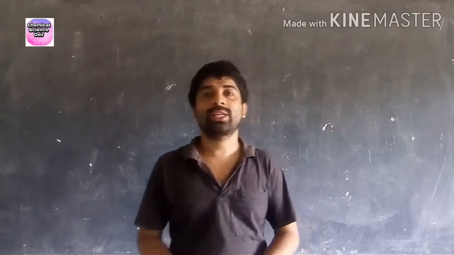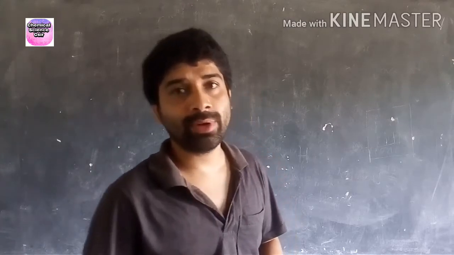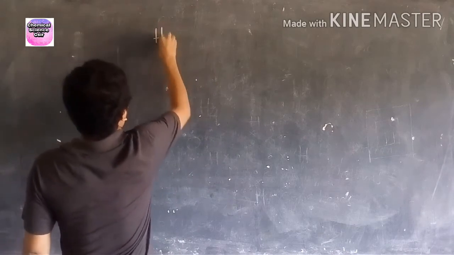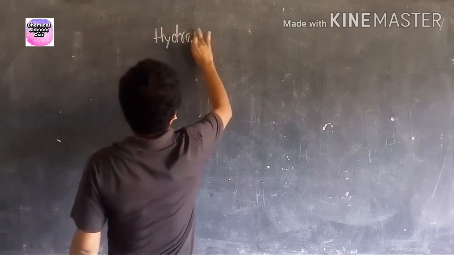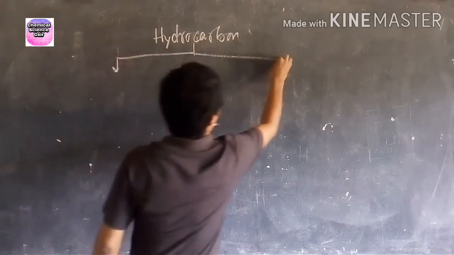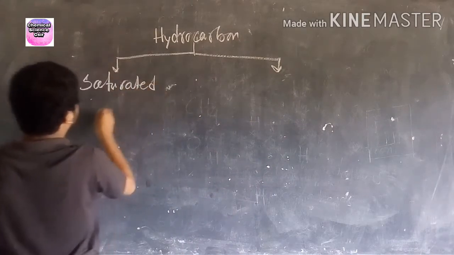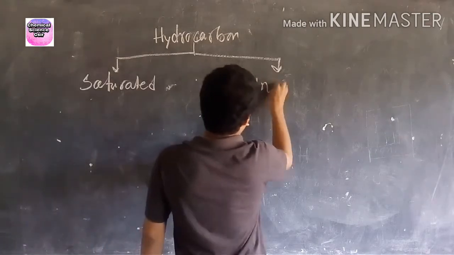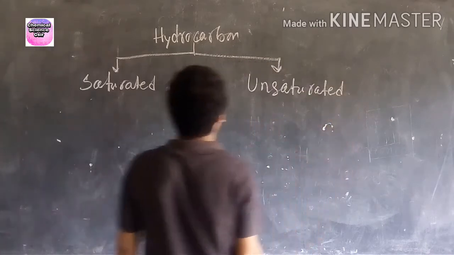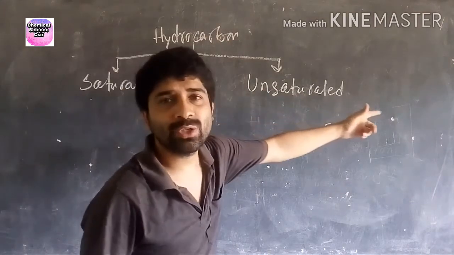Everyone, in this video I'll discuss the Lewis dot structure of saturated hydrocarbon and unsaturated hydrocarbon. Okay, let's see. Hydrocarbon: how many types? There are two types. One is saturated hydrocarbon and another one is unsaturated hydrocarbon.